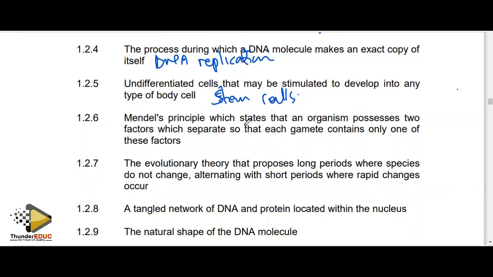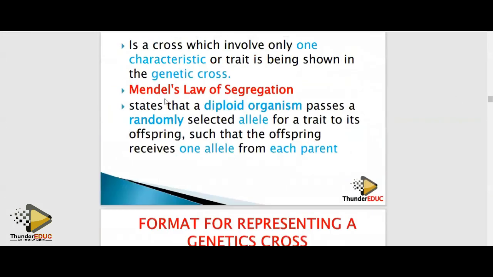Now there is another question. They're saying that Mendel's principle, which states that the organism possesses two factors which separate so that each gamete contains only one of these factors. Why do we call them factors? Before we started to call them genes, we were calling them factors. The answer here is Mendel's law of segregation. So now, where do we find this answer? We will find this answer in this booklet.